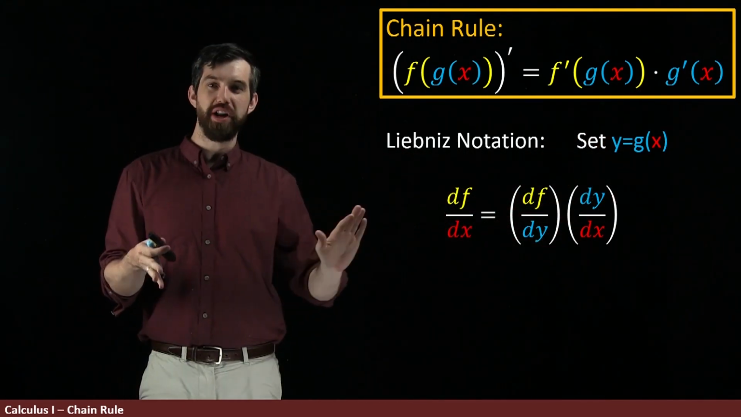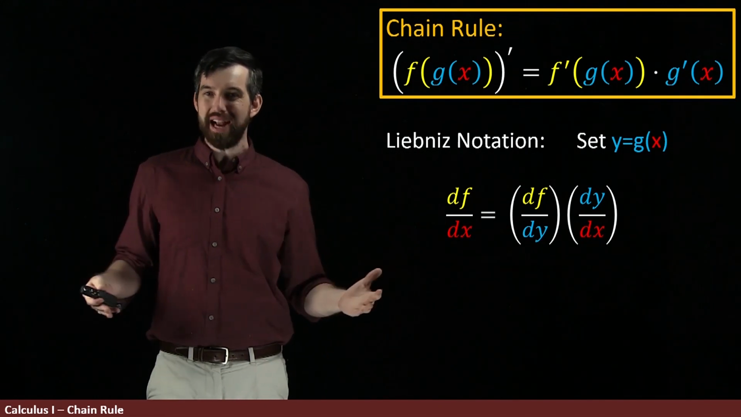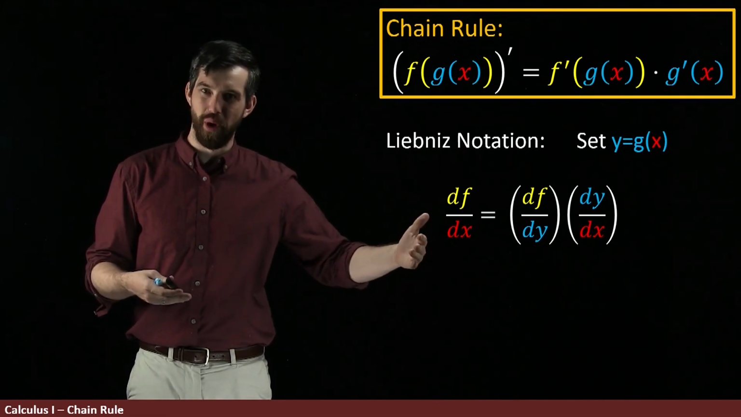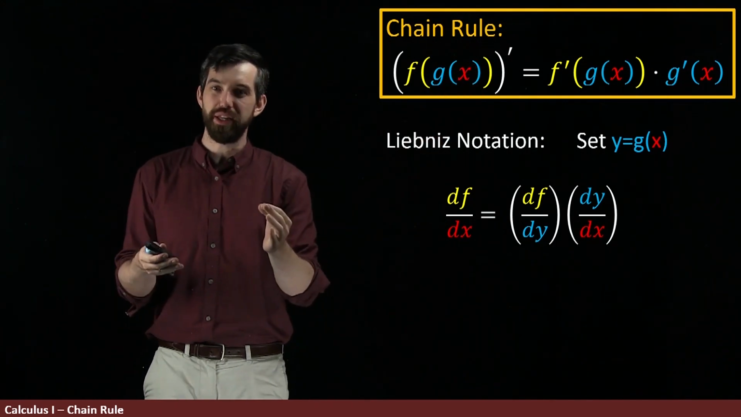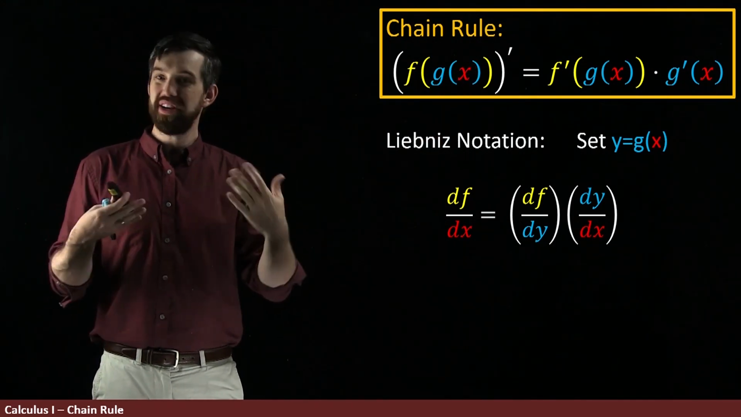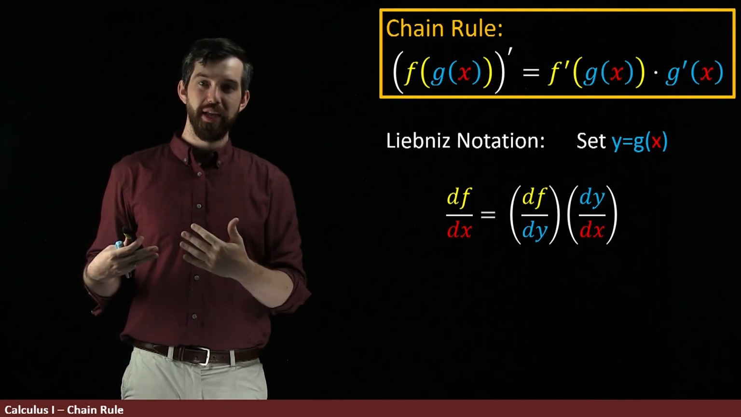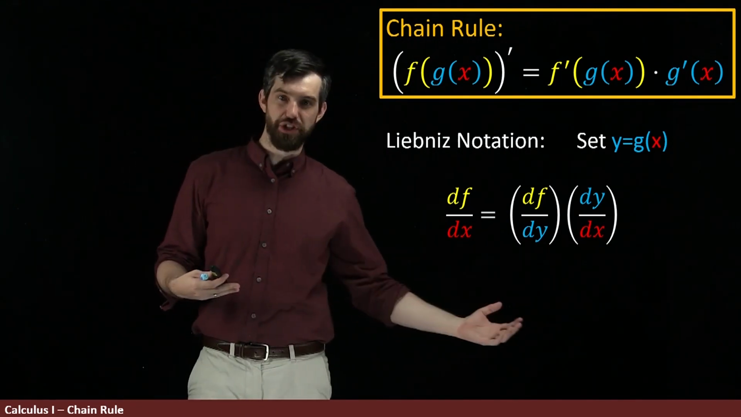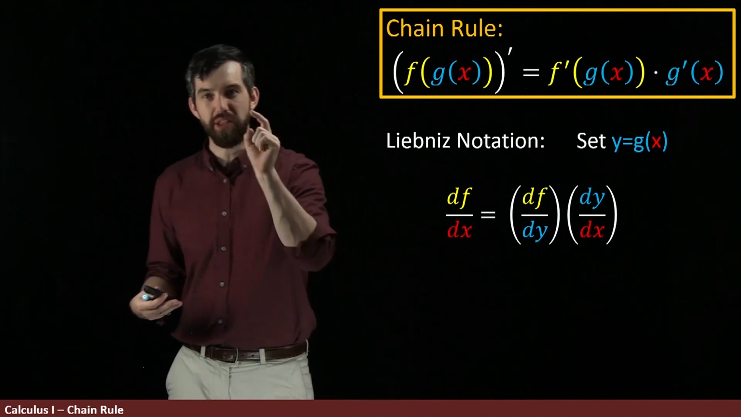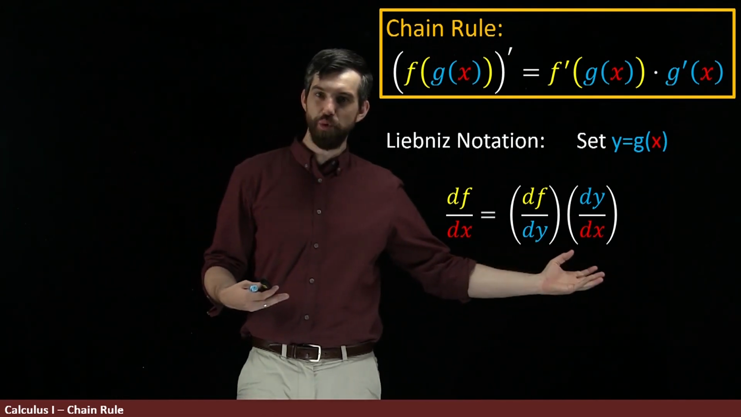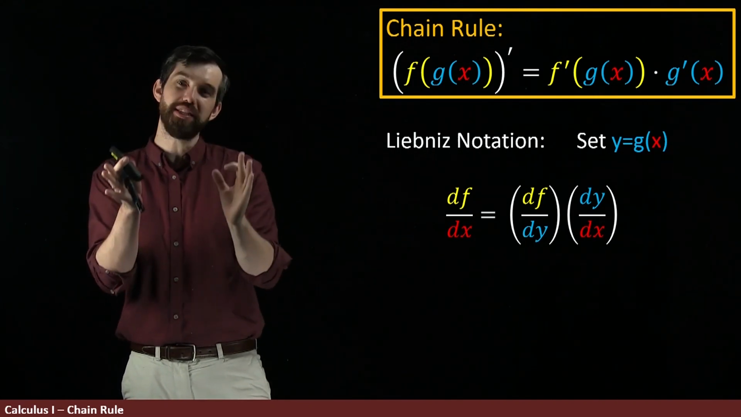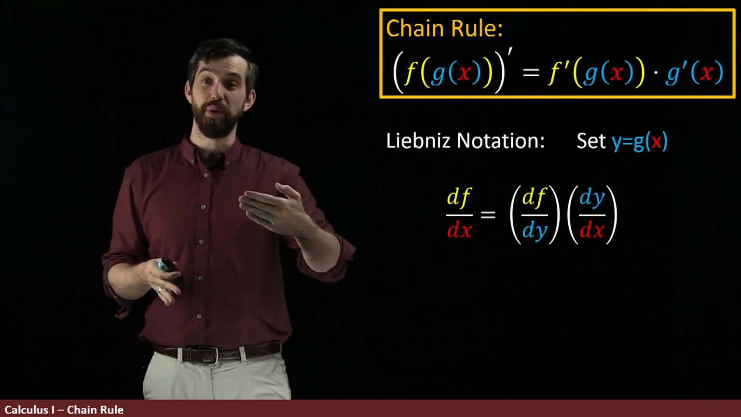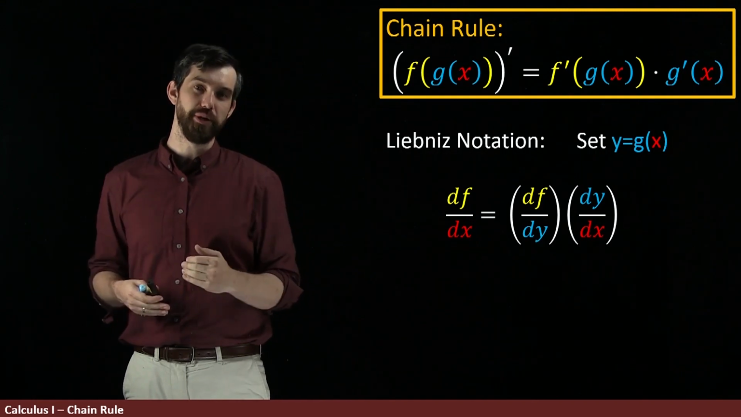One advantage of writing it this way is that in practice, when you have a whole bunch of different variables going around, when I write these primes up here, it's not always completely clear which variable I'm taking the derivative with respect to. And when you do the Leibniz notation, the df dy tells you you're taking the derivative with respect to y. And then when you do dy dx, it tells you you're taking the derivative of y with respect to x. It's very explicit and clear about which variable you're taking the derivative with respect to.